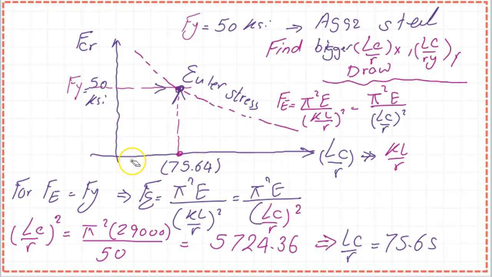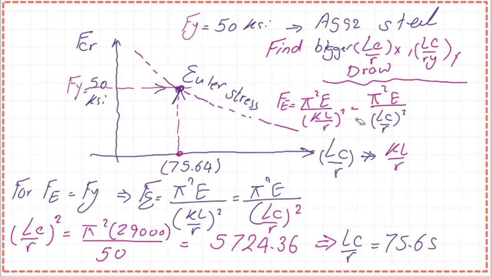In the next slide, we have a graph for which the horizontal axis is Lc over r, which is KL over r. The dotted line is the Euler stress, which is represented by Fe equals pi squared E over (KL over r) all raised to the power of 2, or, based on the specification, pi squared E divided by (Lc over r) all raised to the power of 2.